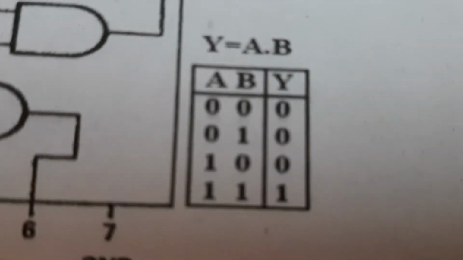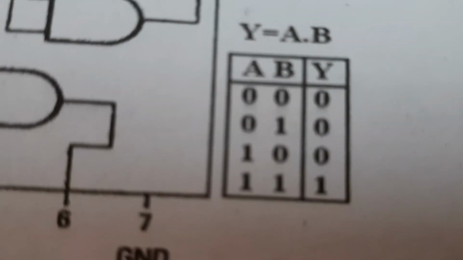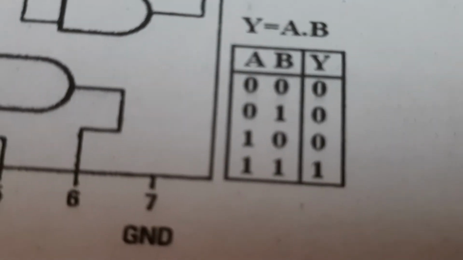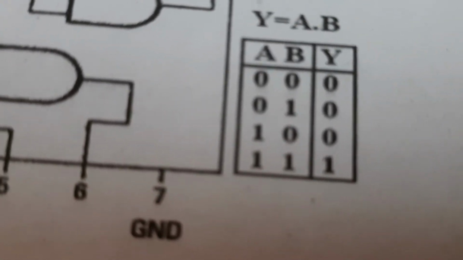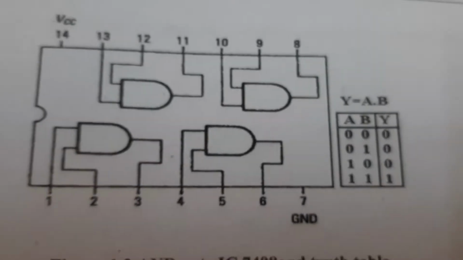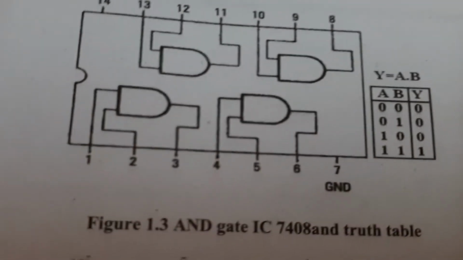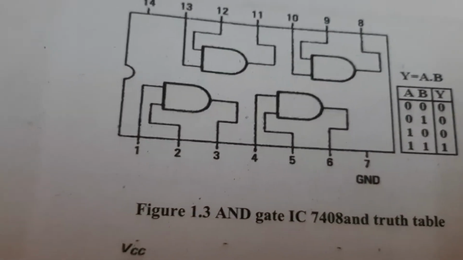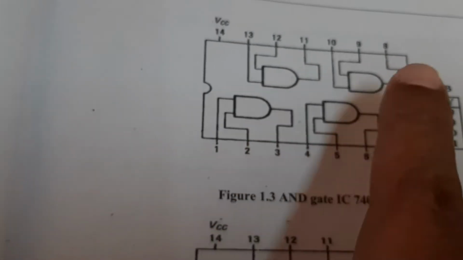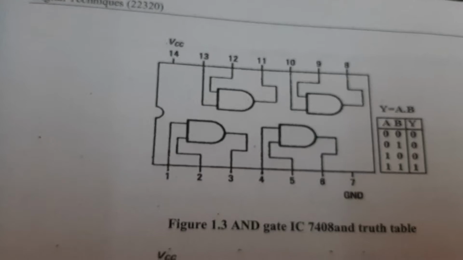Y is equal to A and B. Output is high whenever all the inputs are high. In this case we have got two inputs A and B. So both A and B are 1 1, that time output is 1. So this is how we can verify the properties of AND gate. In this IC we have got 4 AND gates. So we have tested the first gate, we can also test the various other gates. All the 4 gates can be tested in this fashion.